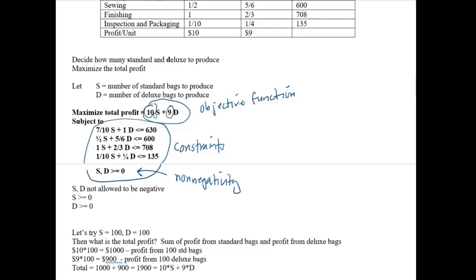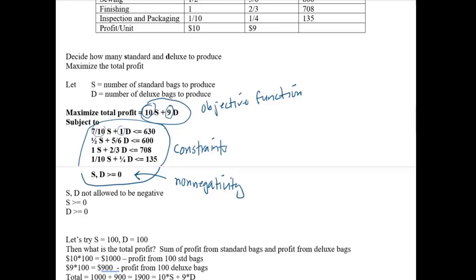Now these values like this 10 and 9, remember we said these kind of numbers are called coefficients. All these numbers are called coefficients. The coefficients in our objective function are more special, and we'll call them objective function coefficients. So the 10 and 9 are called, we'll just say OBJ for short, objective function coefficients.